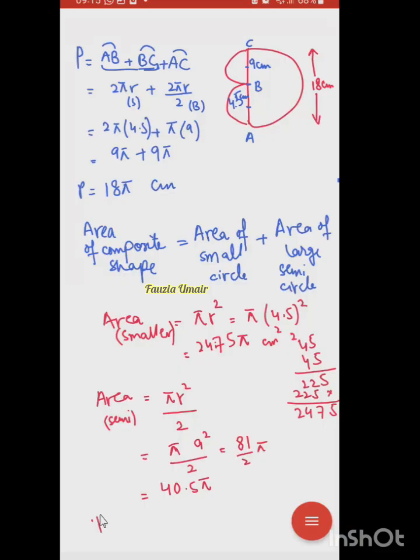So now what is the total area? Total area is 40.5 pi plus 24.75 pi. So how much is the total? 65.25 pi centimeter square. So, beta, any question in this? Anything you cannot understand?